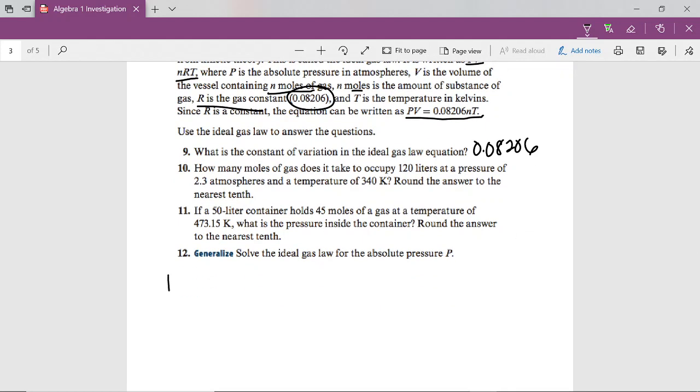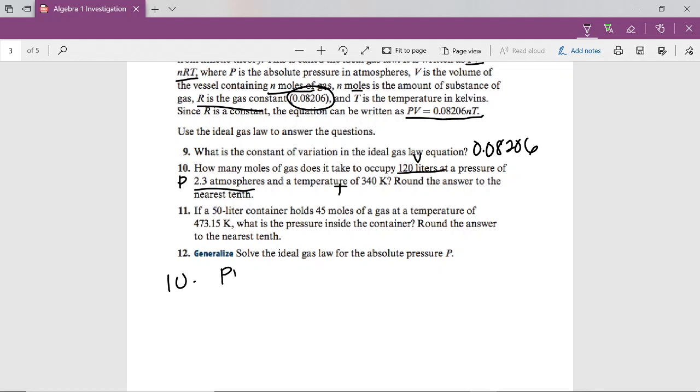So number 10, how many moles of gas does it take to occupy 120 liters of volume? So 120 liters, that's my volume. Pressure of 2.3 atmospheres, that's P. And a temperature, that's T, of 340 kelvins. Round the answer to the nearest tenth. Well, just like above, I'm going to plug in what I know. Since I already know our constant, I can just plug in what I know and solve for what I don't.